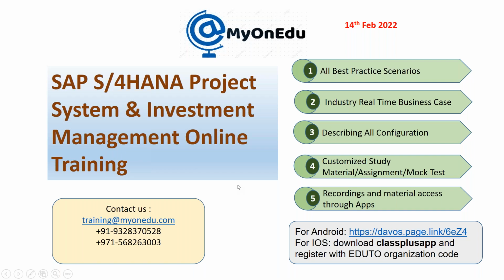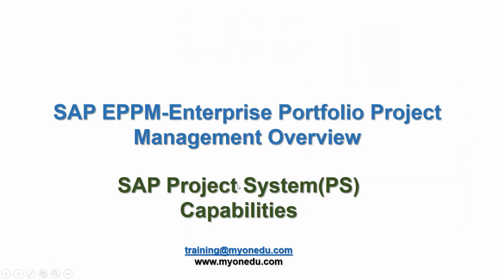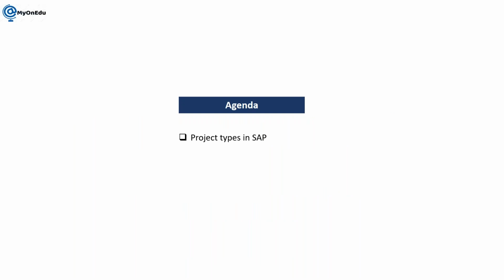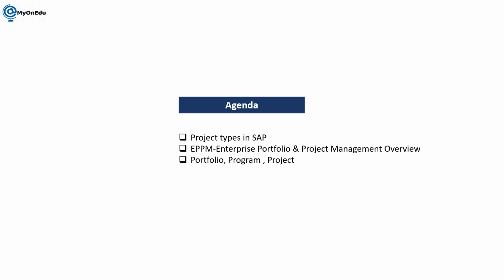Okay, so when we are starting, we are going to focus on the major capabilities we have in project system. Because this course is for project system S/4HANA, today we will discuss what exactly we have in the project system solution in S/4HANA. The agenda is to explain the types of projects available in SAP, then the concept of enterprise portfolio and project management, and then the portfolio, program and project concept. We will take one business case, understand what a project is, and then see how to access SAP PS or IM. IM is investment management.